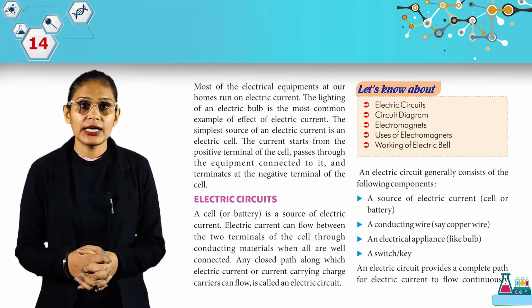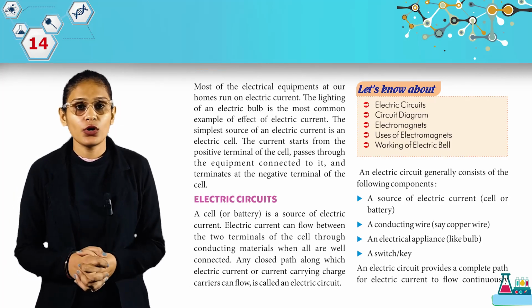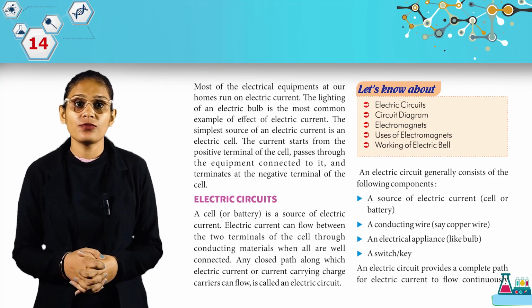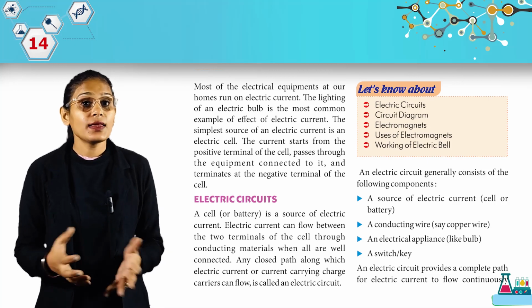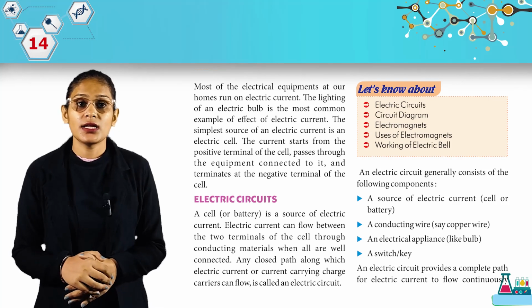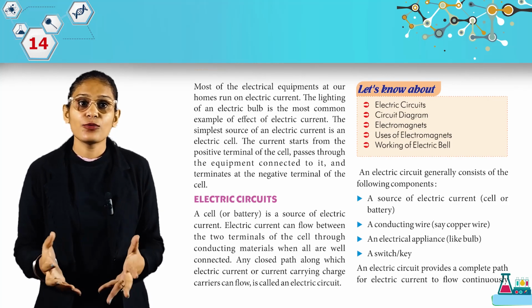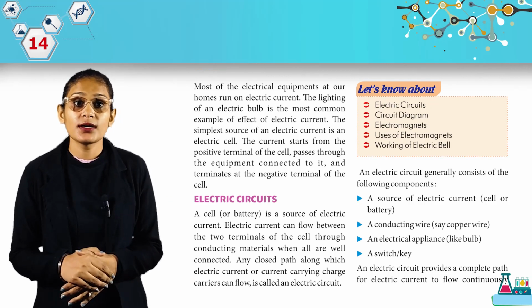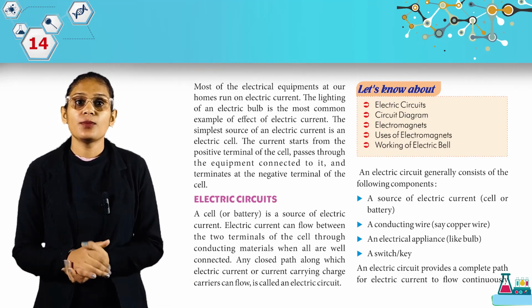Most of the electrical equipments at our homes run on electric current. The lighting of an electric bulb is the most common example of effect of electric current. The simplest source of an electric current is an electric cell. The current starts from the positive terminal of the cell, passes through the equipment connected to it and terminates at the negative terminal of the cell.